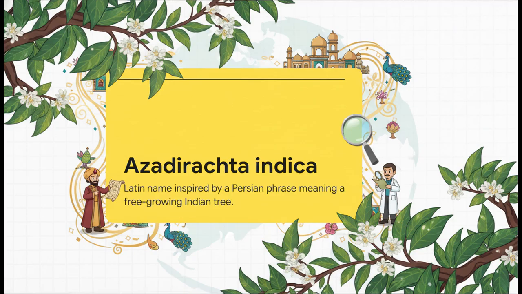That would be Azadirachta indica. It sounds like a mouthful, but this Latin name has the coolest backstory. Long ago, when travelers from Persia visited India, they noticed this tree just growing freely all over the place. So they called it Azadirachta Hindi, which literally means a free-growing Indian tree. That Persian phrase directly inspired the official scientific name botanists use today. It's just a beautiful example of how different languages and cultures kind of mash together in the world of science.